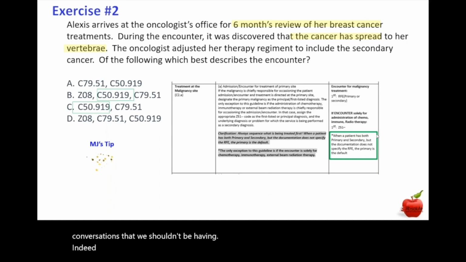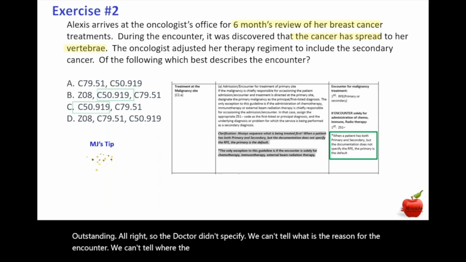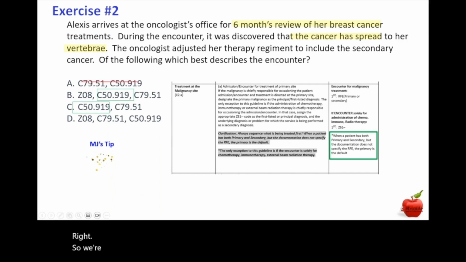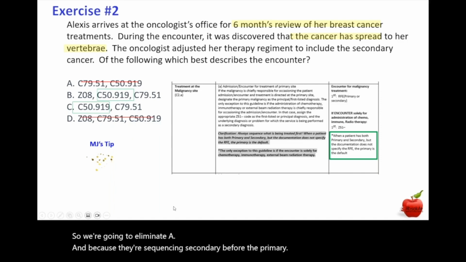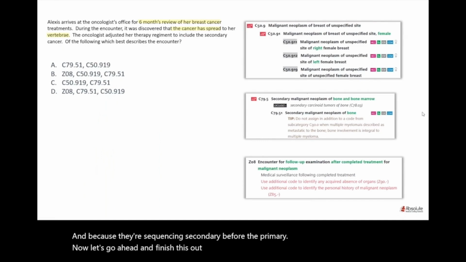Indeed. Outstanding. All right. So the doctor didn't specify. We can't tell what is the reason for the encounter. We can't tell where the treatment is being directed. So we're going to apply this guideline, and primary will be default, right? So we're going to eliminate A and D because they're sequencing secondary before the primary. Now let's go ahead and finish this out.